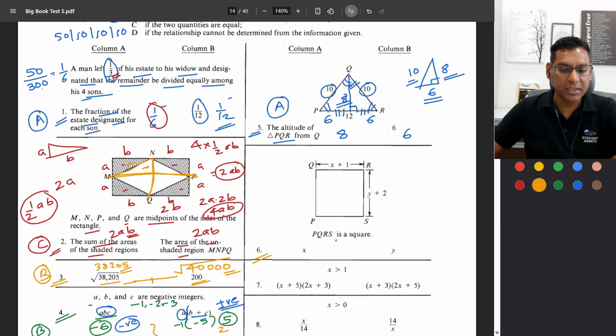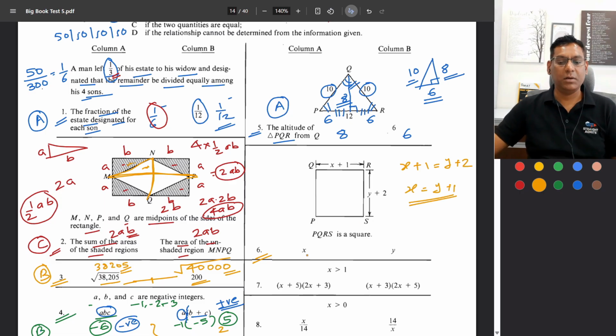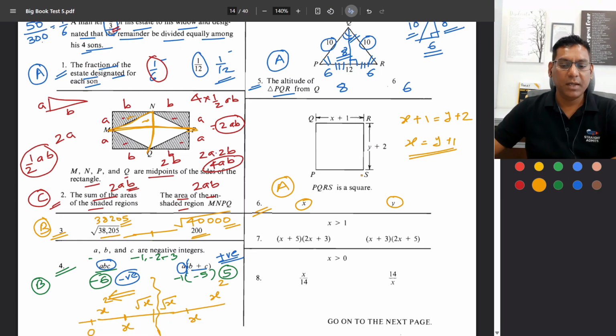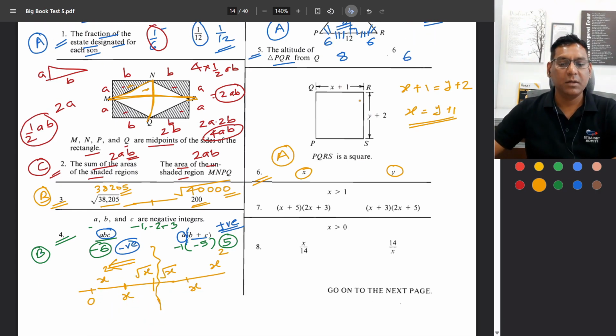Question 6. PQRS is a square. All right, so these are all equal length. So x plus 1 equals y plus 2. That means x is going to be y plus 1. X is a bigger number, y is a smaller number. Answer choice A. Correct? And this will work with any numbers. If you want, you can also take, let's say, a side of 3 units, so y is going to be 1, x is going to be 2.